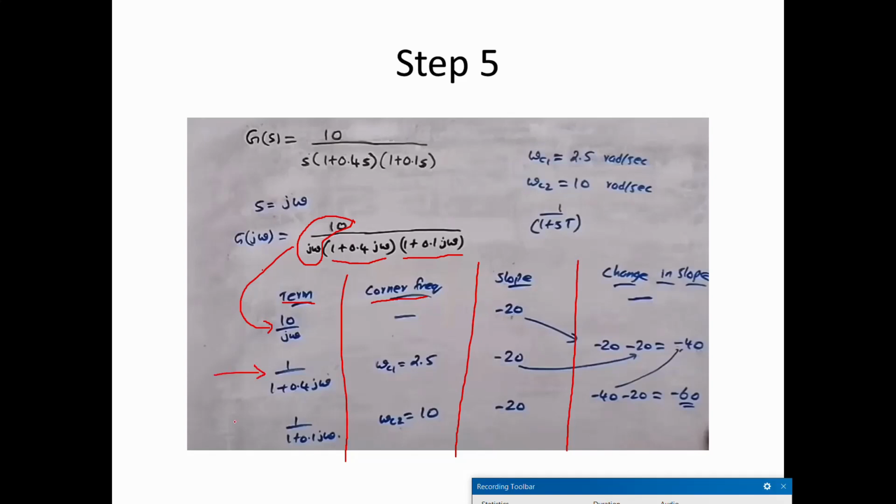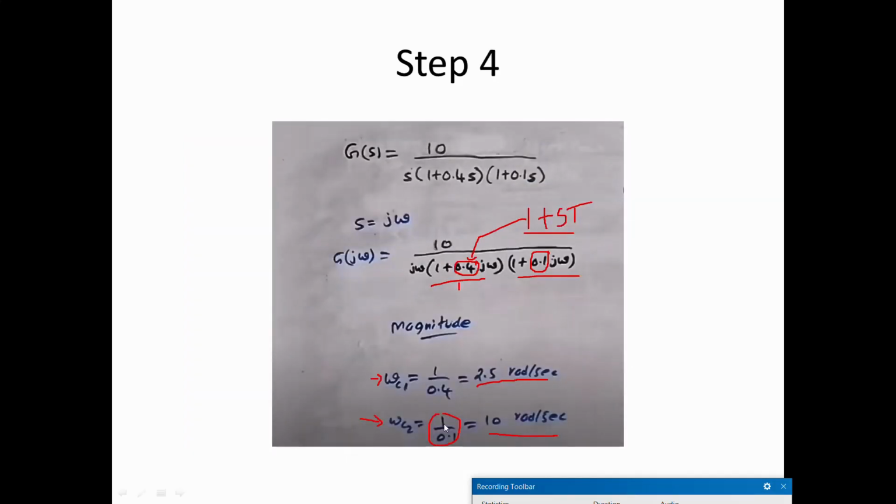Right? So this is what. And the corner frequency, we know that corner frequency will come in only if it is in the format of 1 plus st. So as this term doesn't have the 1 plus st form, the corner frequency will be null for this. Okay. And for the second one, we have found out that omega c1 is 2.5, and for this one omega c2 is equal to 10. That we have done in the previous slide.